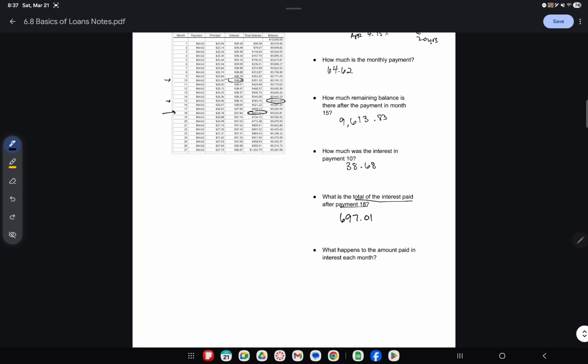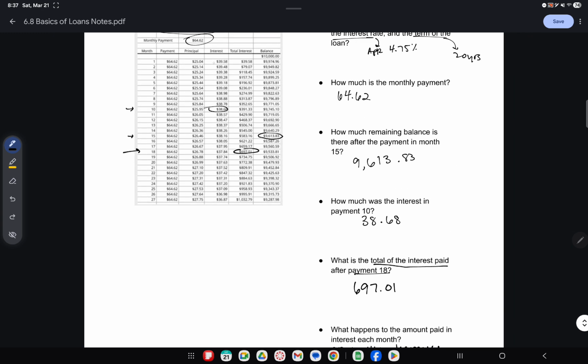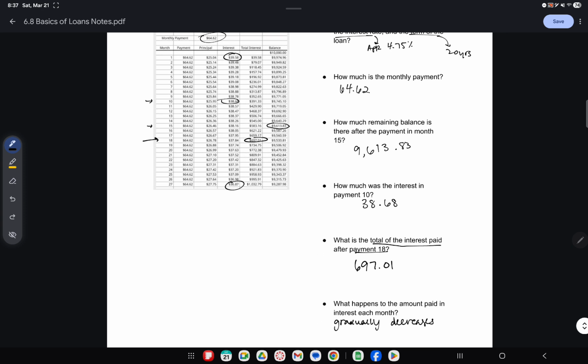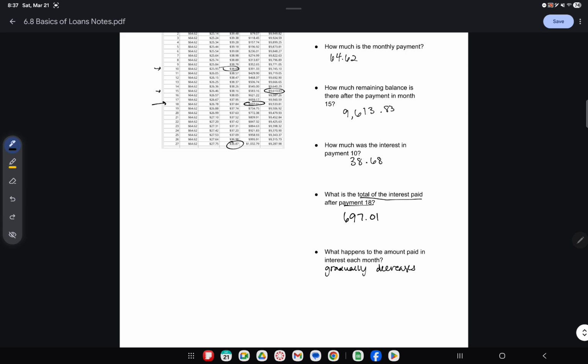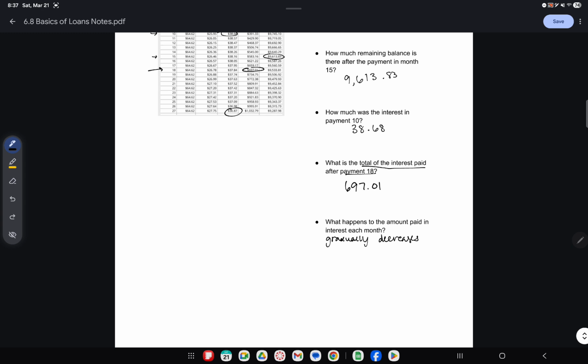Oh, and then there's the last question here. What happens to the amount paid in interest each month? I'm going to say it gradually decreases. So we can see at the beginning, the interest started at $39.58, and by month 27, it's $36.87. So I don't know if you have loans or if you are going to need a loan at any point, but the goal is you want to pay it off fast so you're not paying that much in interest.